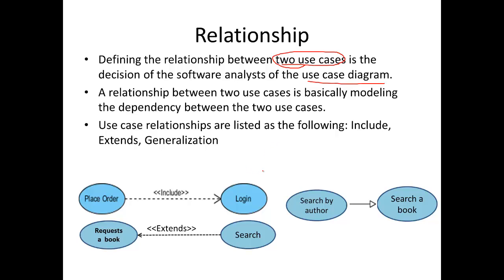A relationship between two use cases we already showed just now: include and extends. Besides the include and extends, we also have generalization. This is the third relationship. The symbol to show the include relationship between two use cases, use this symbol. Use the dotted arrow. Okay.